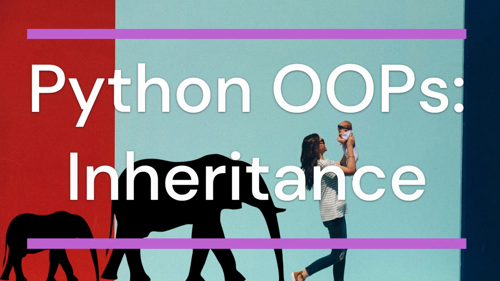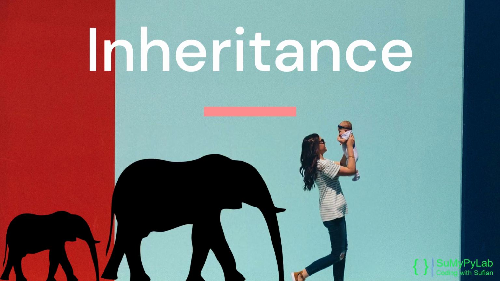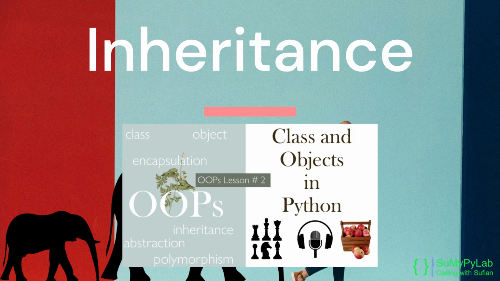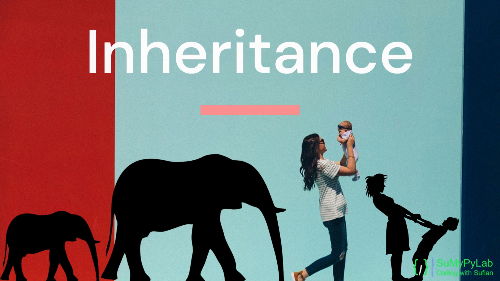Object-oriented programming in Python. Inheritance. In our Object-Oriented Programming series, Lesson 1, we have learned the basics of object-oriented programming, and in Lesson 2, we have learned the structure of a class in Python. If you are new to OOP, then please watch those lessons first, otherwise you may proceed. Here we will discuss inheritance in Python.